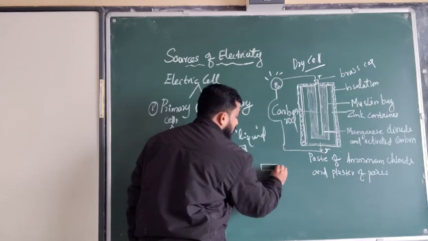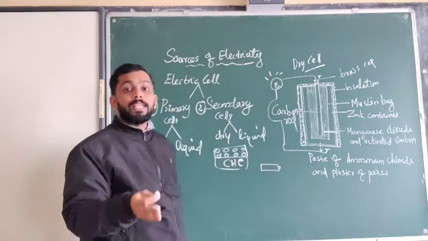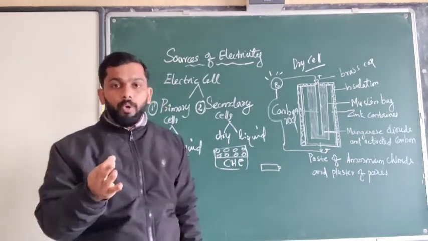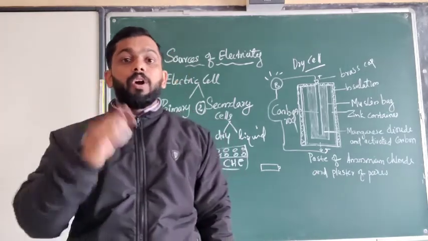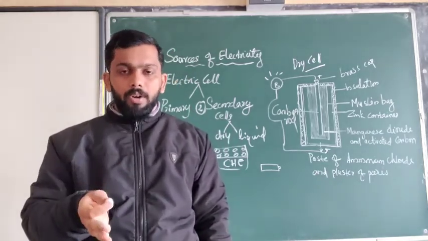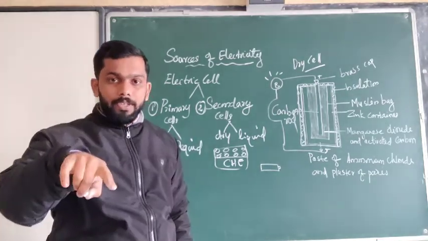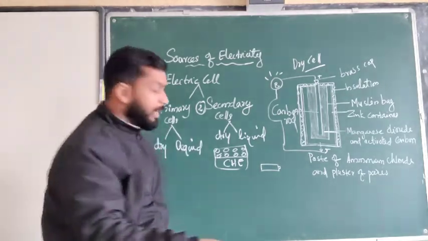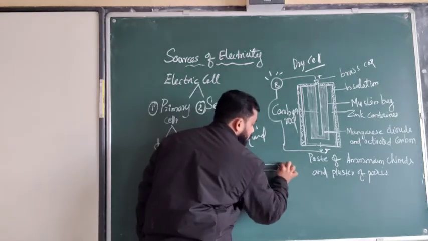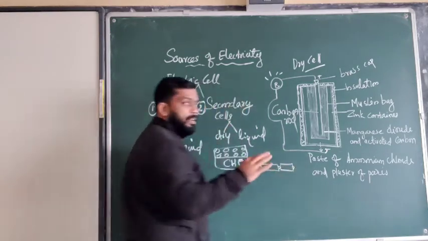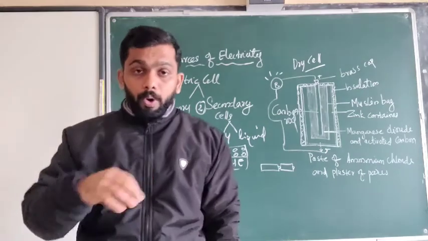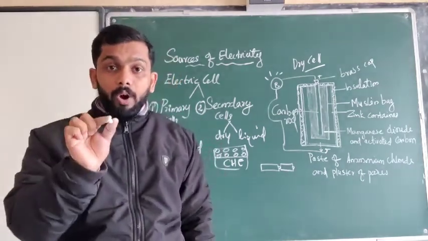That means sometimes with one cell the device will not work. For example, the remote toy cars are there. Maybe you have to add 4 cells or 2 cells. So that means one cell cannot provide sufficient electricity. At that time we combine cells together, called a battery. More than two cells when we are combining, they are called a battery.